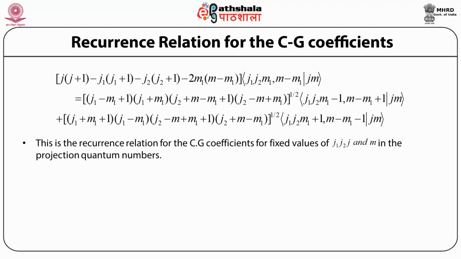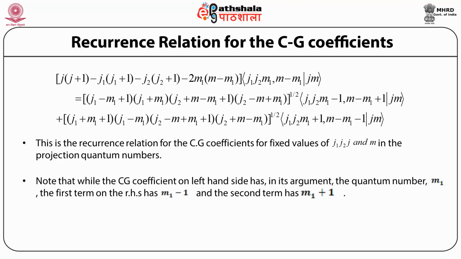This is the recurrence relation for the Clebsch-Gordan coefficients for fixed values of j1, j2, j and m, the projection quantum number. Note that while the CG coefficient on the left-hand side has in its argument the quantum number m1, the first term on the right-hand side has m1 minus 1 and the second term has m1 plus 1.